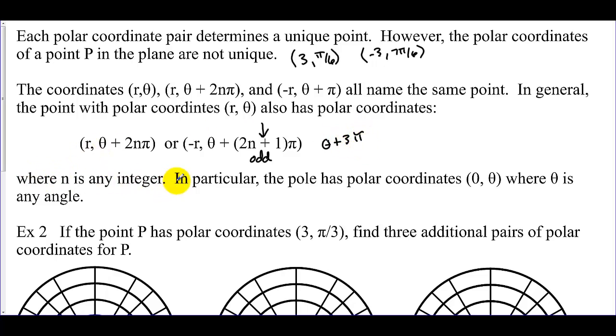Where n is any integer. In particular, the pole has polar coordinates (0, theta), where theta is any angle. So as long as the radius is 0, we're talking about right down the middle, the pole.